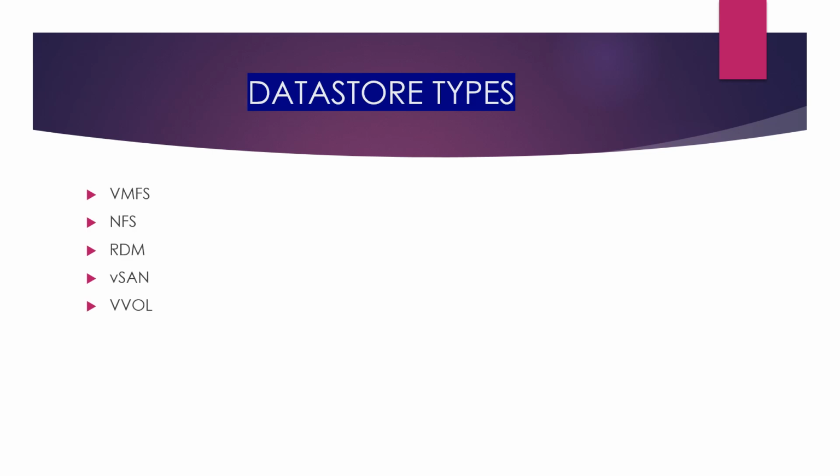Data store types. These are the different data stores supported in vSphere 7: VMFS, Virtual Machine File System; NFS, or Network File System; RDM, Raw Device Mapping; vSAN, or Virtual SAN; VVol, Virtual Volumes.